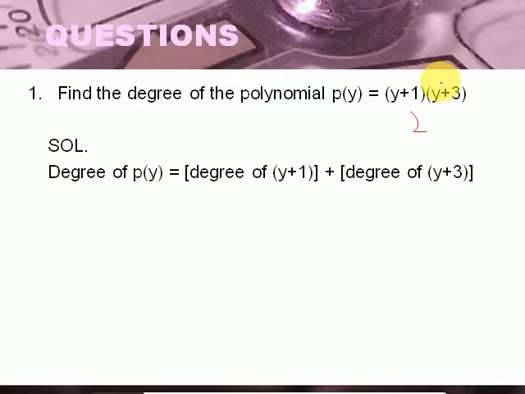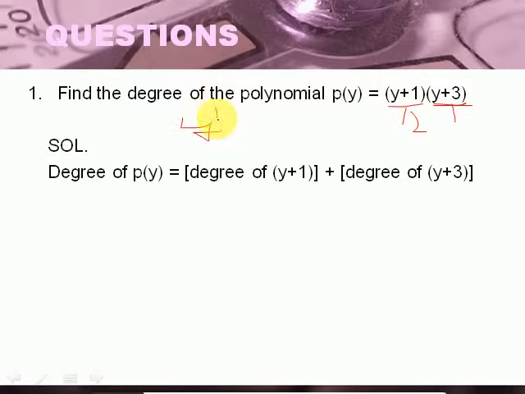What does that say? It says that we must find the degree of each polynomial. These are two different polynomials. y plus 1 is one polynomial. y plus 3 is another polynomial. Okay. Now find the degree of this polynomial and then find the degree of this polynomial. Now whatever you get as degree, add them both, and then you will get the degree of the whole polynomial after multiplying it.